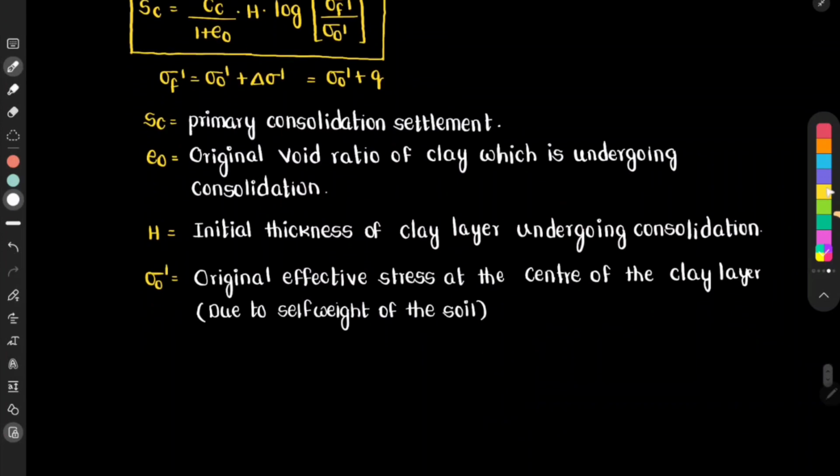Then what is sigma f dash? Sigma f dash is the increased effective stress. The effective stress is increased from sigma naught dash to sigma f dash. So this is the increased effective stress.